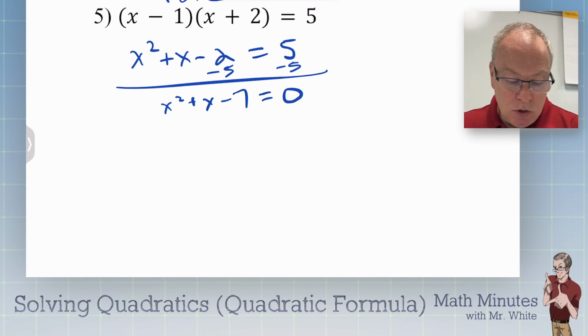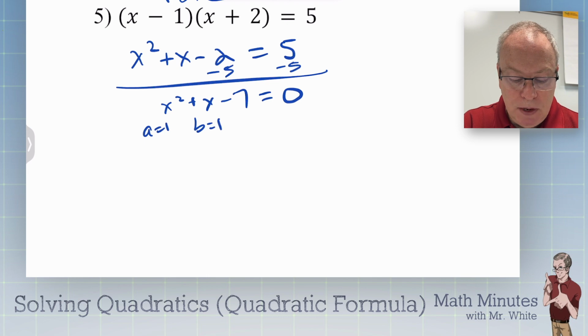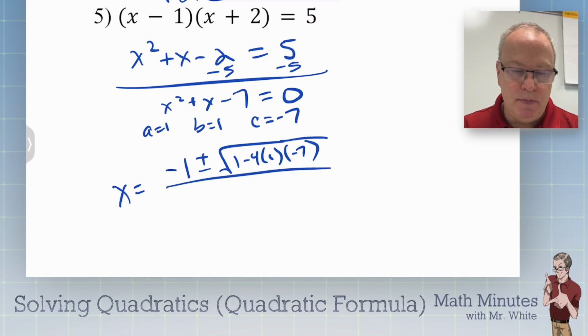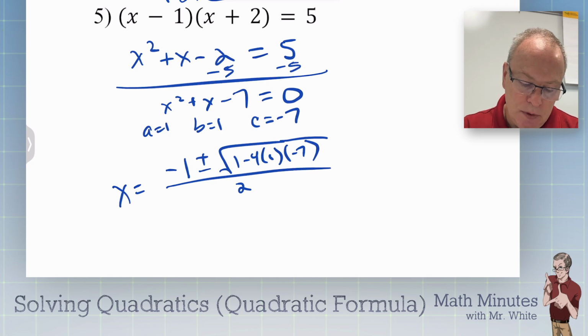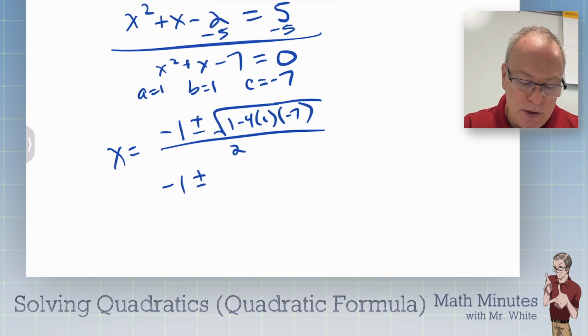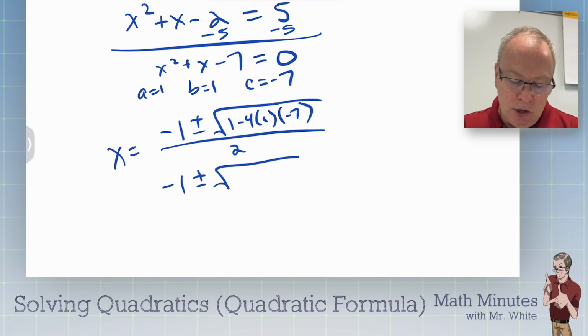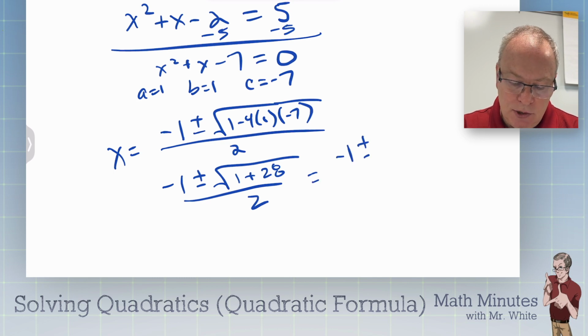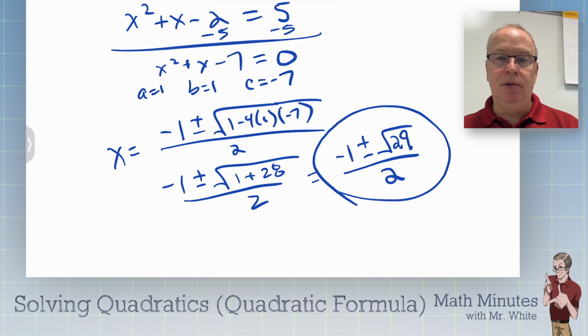All right, so here we go. A is 1, B is 1, and C is negative 7. The opposite of B, so I write negative 1, plus or minus the square root of b squared minus 4ac all over, giant fraction bar, 2 times a, which is just 2 times 1. Okay, so we get negative 1 plus or minus the square root of 1 plus 28 all over 2. So that is negative 1 plus or minus the square root of 29 all over 2. There's nothing we could simplify, so that's the answer right there.